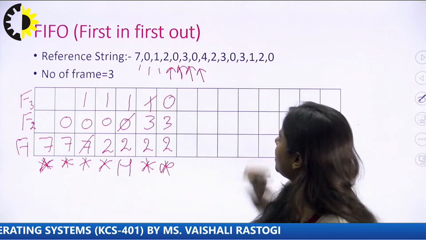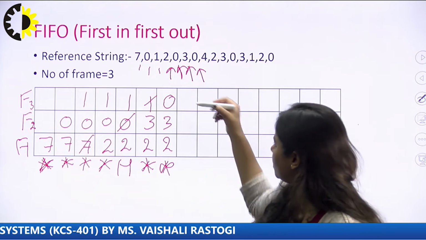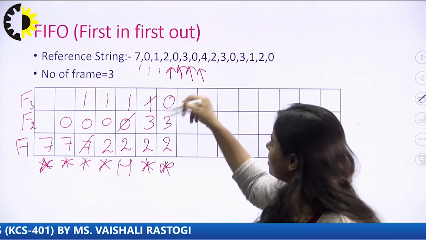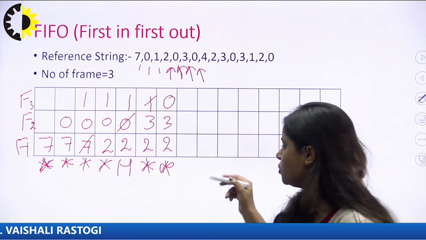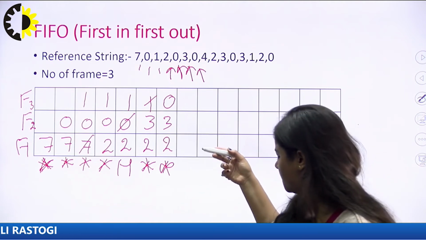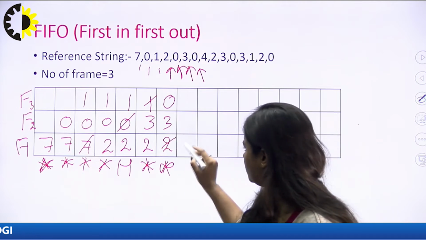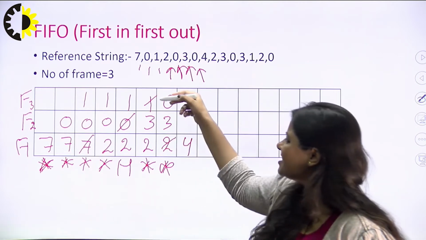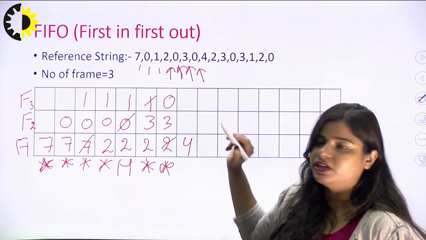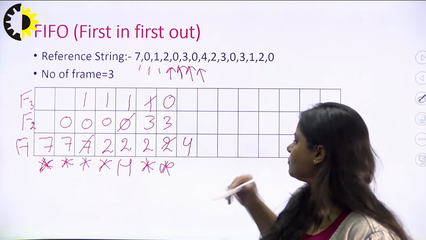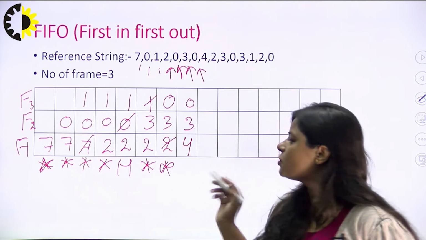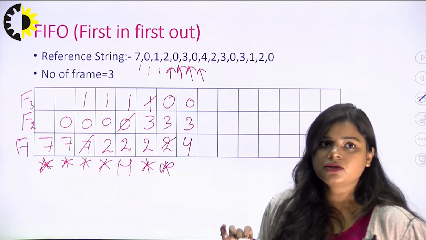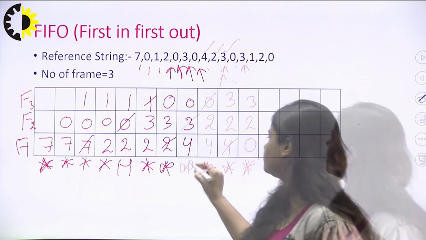Again we are having 4. 4 is not inside the frame. We have to replace one page and we have to write 4 over here. So which one will we remove here? We will remove 2 and write 4. Why? Because the last replaced page was in frame 3, so again we will go in cyclic mode. We will write here 3 and 0, and 4 was not present inside the frame. So again it is a page fault.